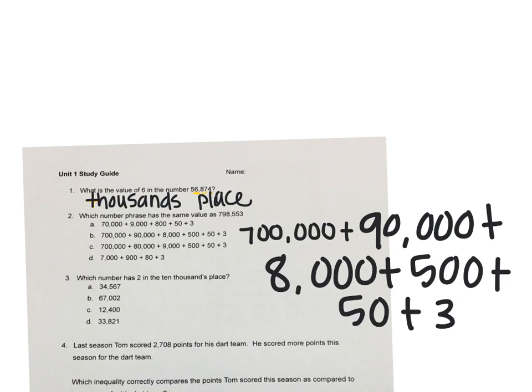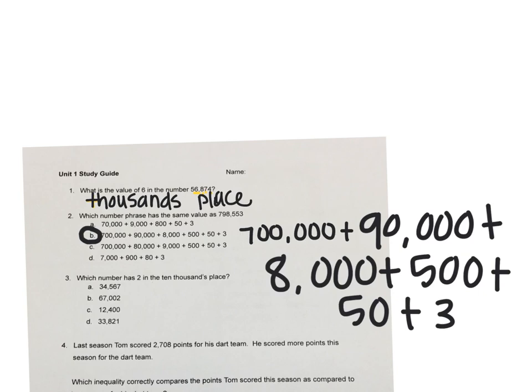And then I can look at my answer choices and find the one that has those exact same numbers. Now there's some of them that look like they might be the same, but they just have a couple zeros that are different. So really check and make sure that it's the right answer. And for this one, that's going to be B. So I would circle that one.